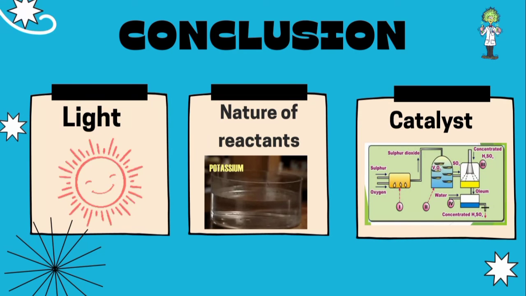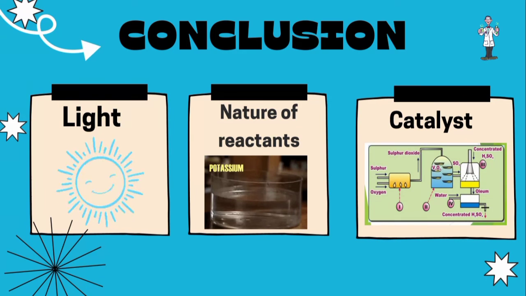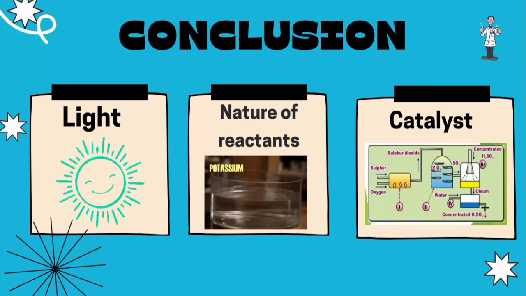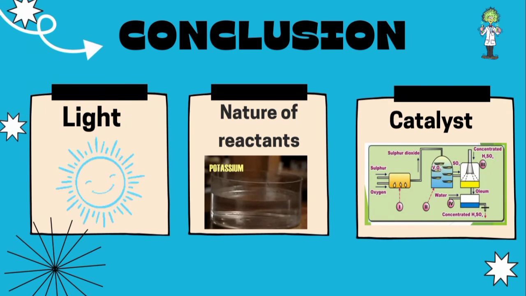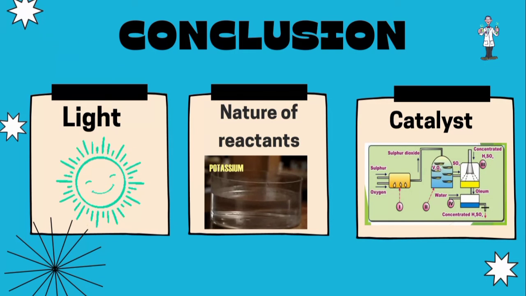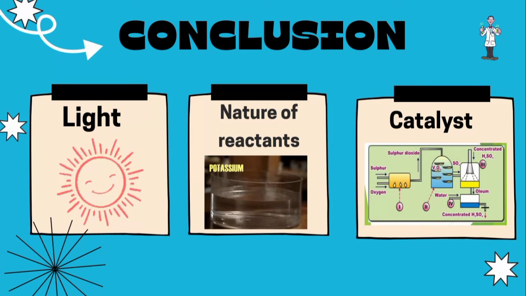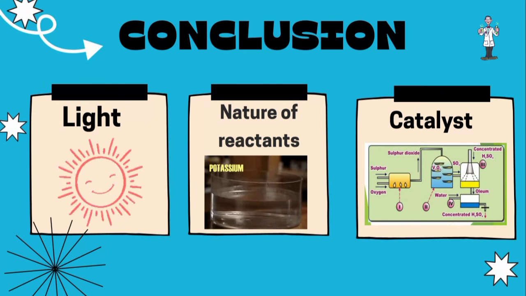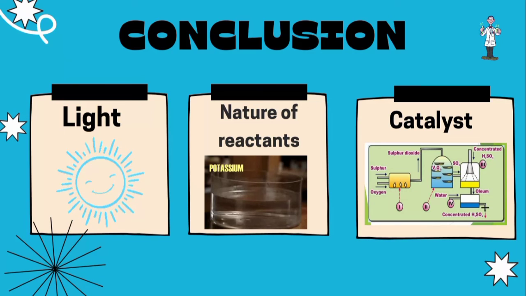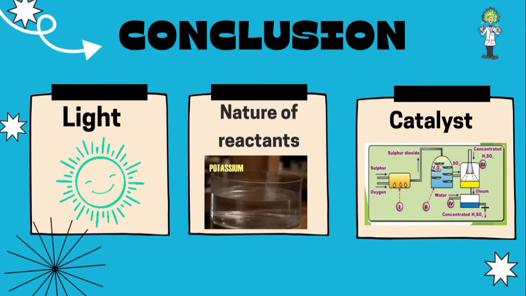Like in the contact process, which is the industrial preparation of H2SO4, vanadium(V) oxide is used. In the Haber process, finely divided iron is used. In hydrogenation, nickel catalyst is used. In polymerization, a trace of oxygen is also used, and a host of others where different elements, especially the transition metals, are used as catalysts. In the laboratory preparation of oxygen using potassium chlorate(V), manganese(IV) oxide is also used as a catalyst.